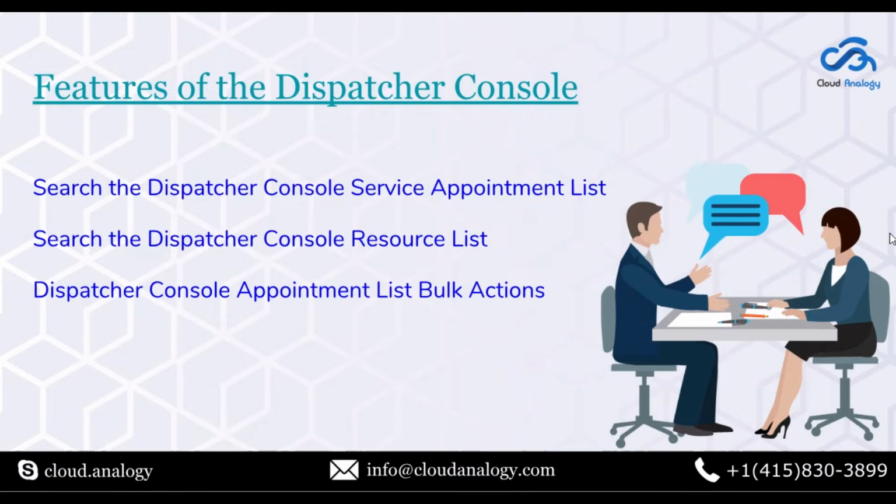Firstly, searching. We can search for our appointments in the list by various keywords such as account name, service appointment number, and all those fields related to the service appointment. Second comes searching for a resource. This can be done effectively by giving a quick look into the search box. Third, the bulk actions, which allow us to mass update things in a jiffy. The bulk actions include flag or unflag, schedule, unschedule, and optimize.